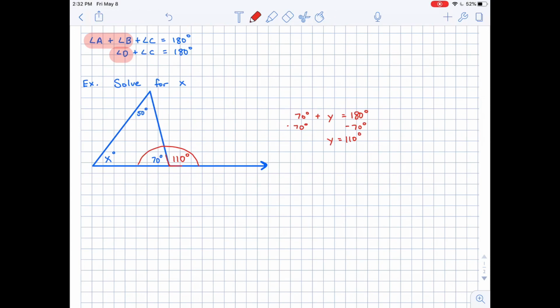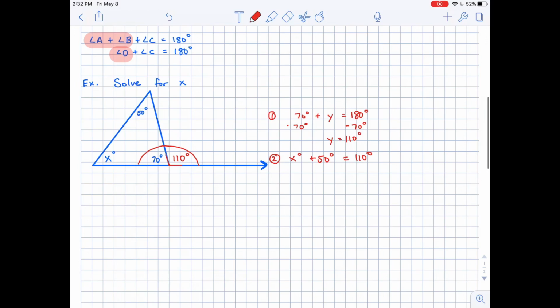Now, we know the two remote interior angles. This is step 1, we did. Step 2, the two remote interior angles, x plus 50 degrees, has to equal that exterior angle. Okay, so all we have to do here, subtract 50 degrees, x equals 60 degrees. That's it. Okay, so all you need to know is the two remote interior angles add up to equal the exterior angle.